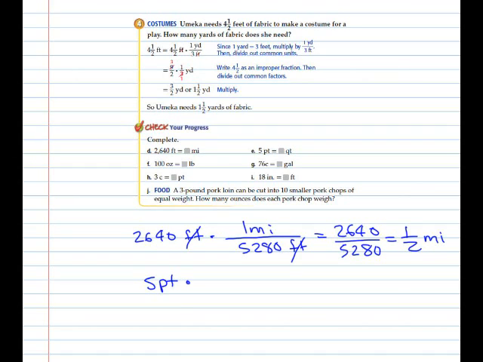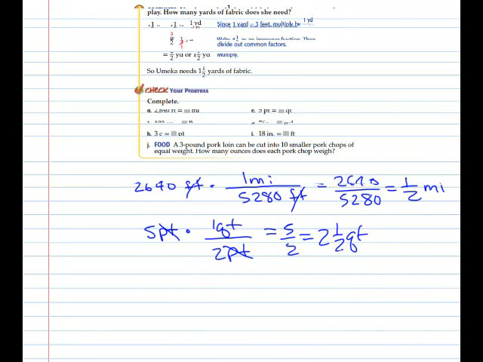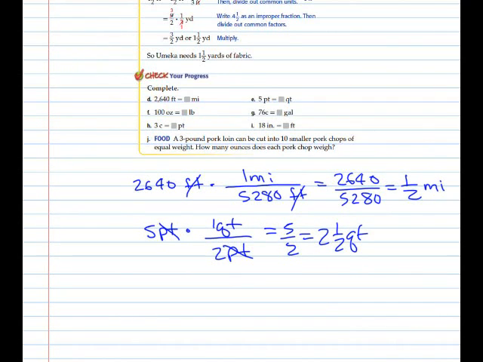Example E, 5 pints to quarts. So I'm going to multiply that. There is 1 quart to 2 pints. Divide out the common units. Multiply gives me 5 over 2, or 2 1/2 quarts.